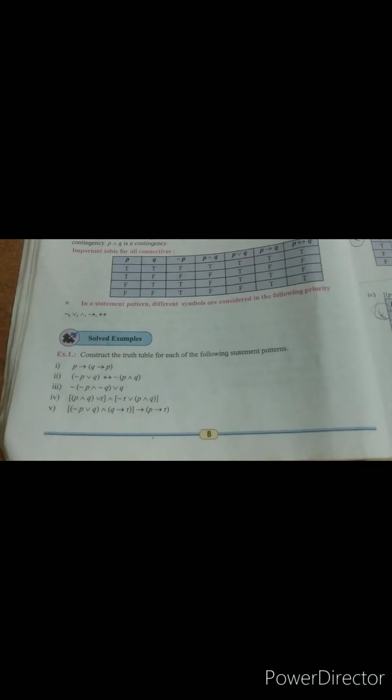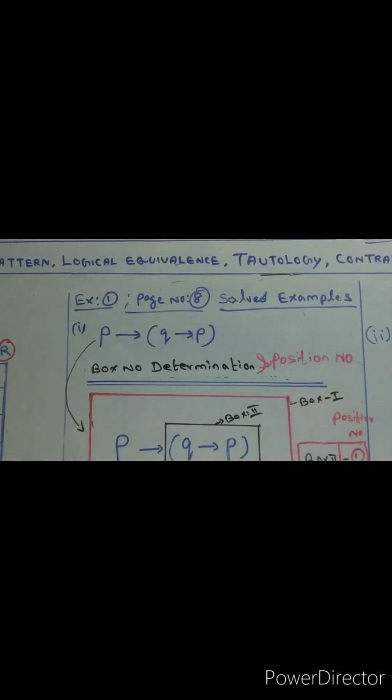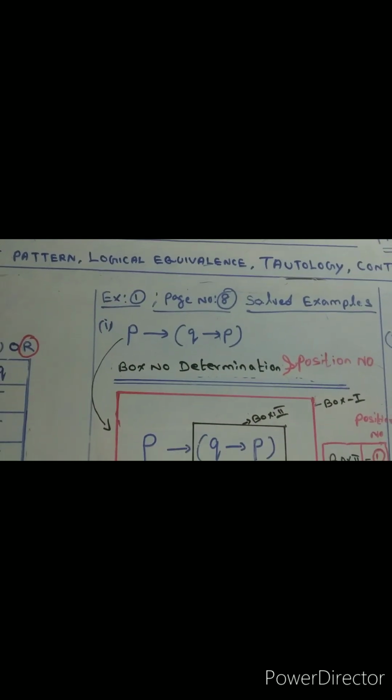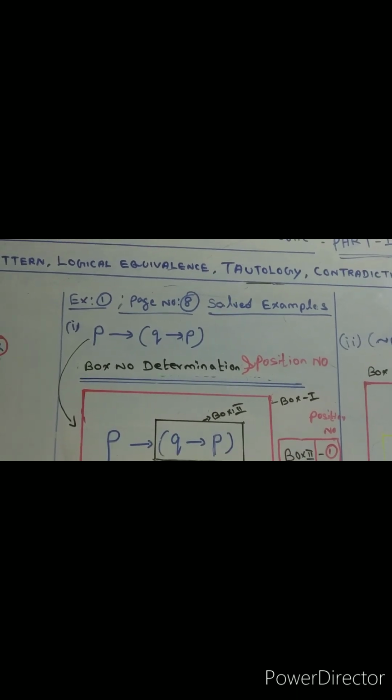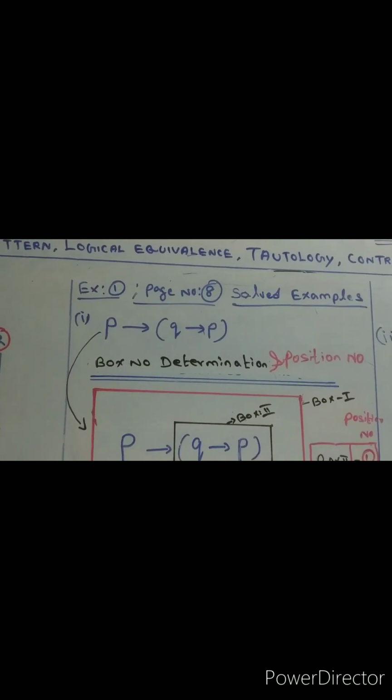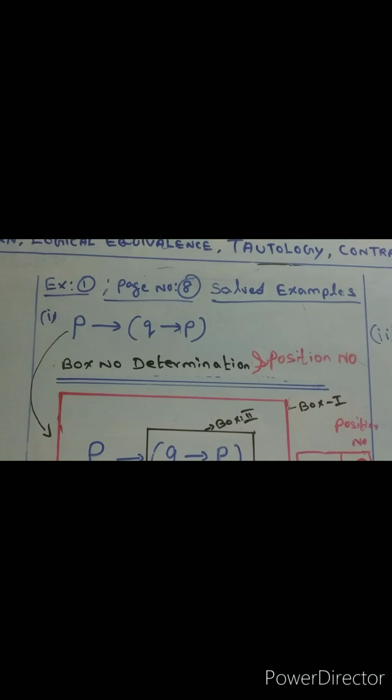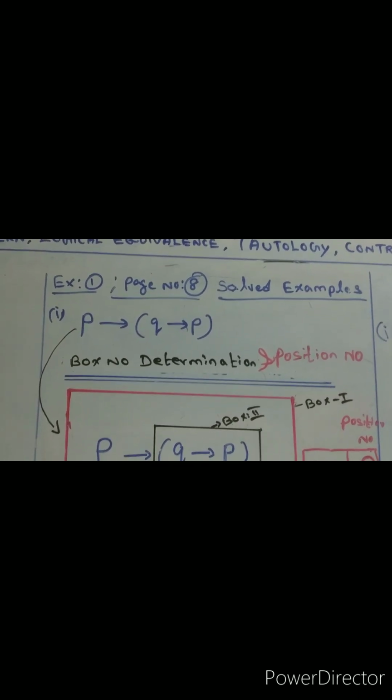1.2 Statement pattern. Example sums. Solved problem, page number 8. Example sums: construct the truth table for each of the following statement patterns. Now we see example 1, page number 8, solved problems. 1. P if then, bracket Q if then P.